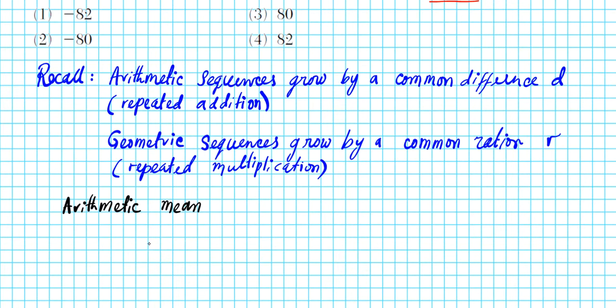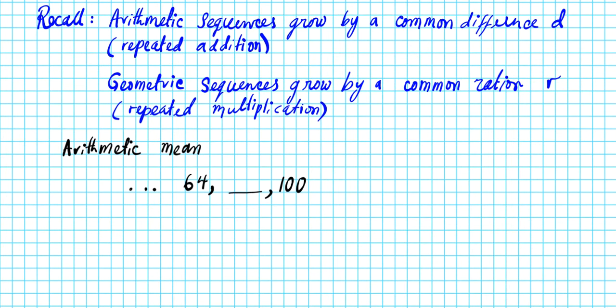Okay, so we have a sequence that goes on dot dot dot, and then you have the 8th term 64, comma, the 9th term is unknown, and the 10th term is 100. So this is what an arithmetic mean looks like. Okay, so to generate terms for an arithmetic sequence, what you do is you add the same number over and over again.